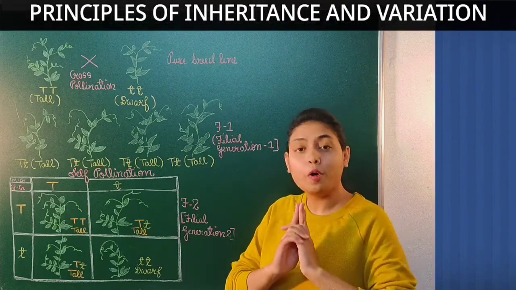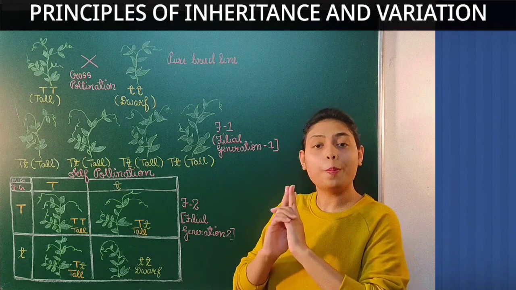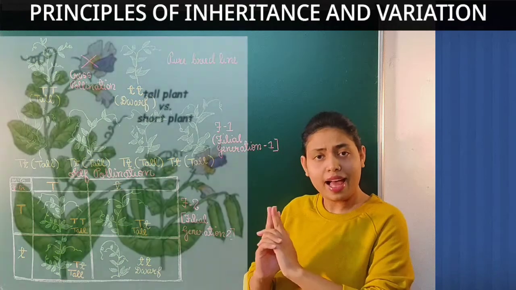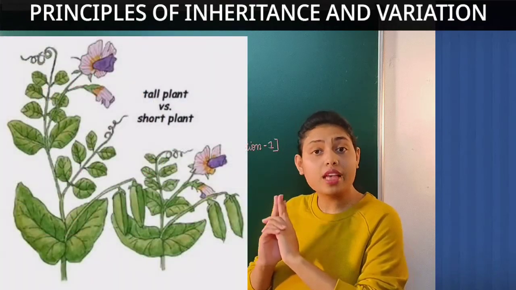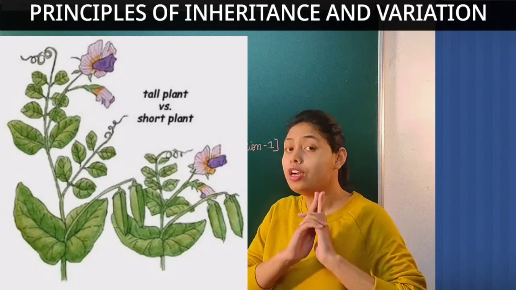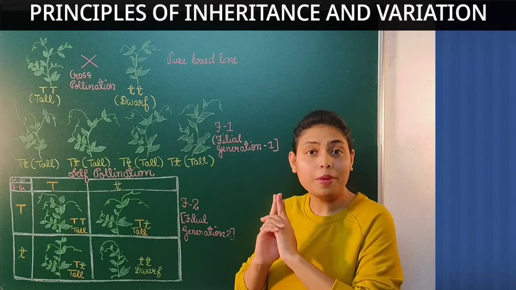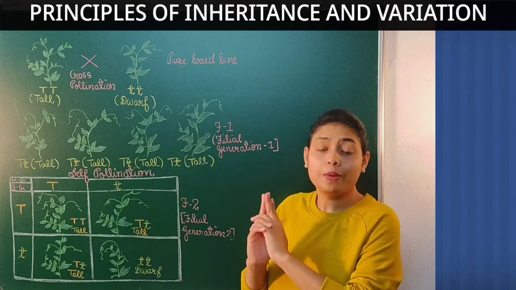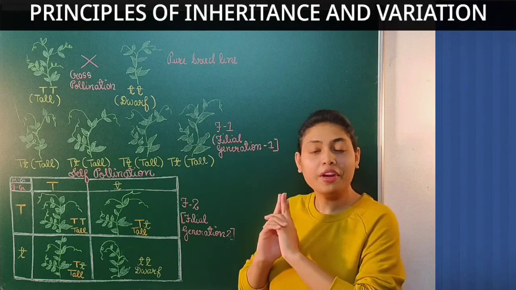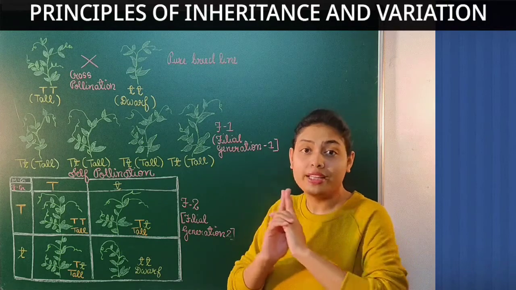Now let us study Mendel's experiment in brief. Mendel chose two parent pea plants having contrasting height traits. That means one of the pea plants was tall, whereas the other pea plant was dwarf. What was unique about the parent pea plants was that these plants were from a pure breed line. You must be hearing this term for the first time. Now let me explain what a pure breed line is.